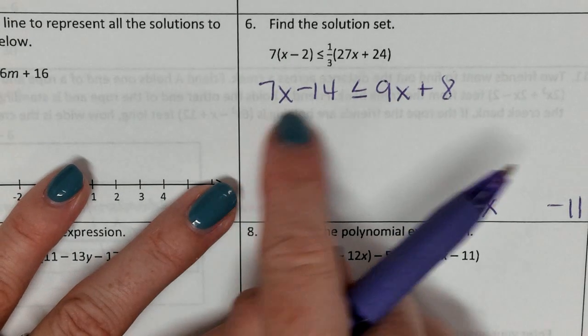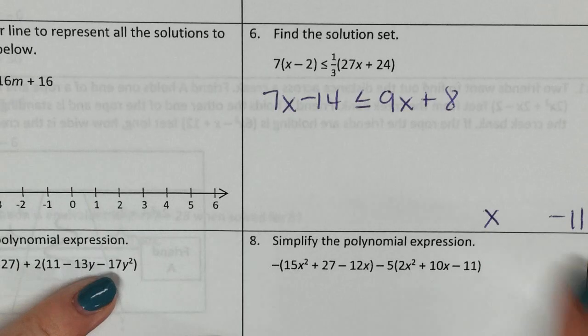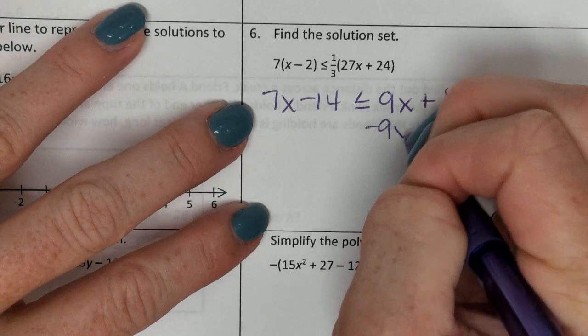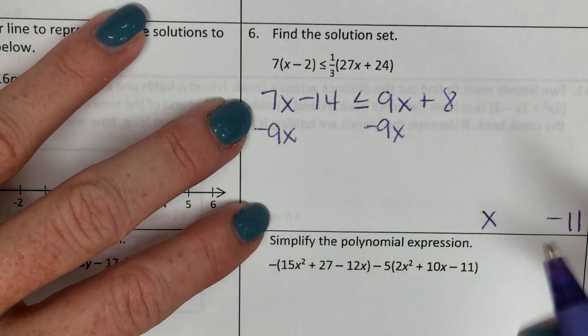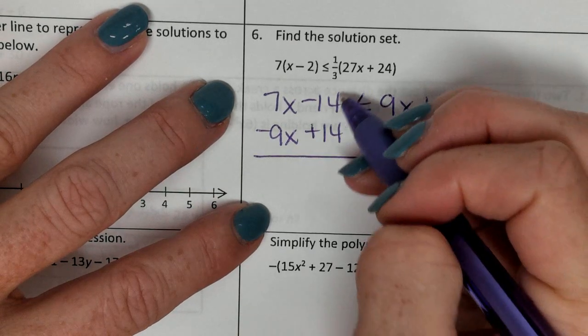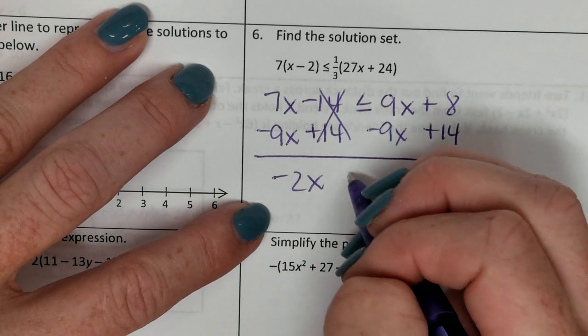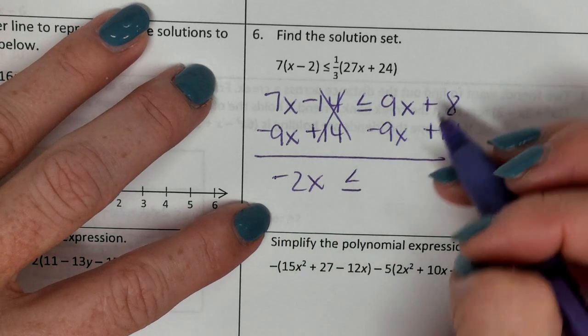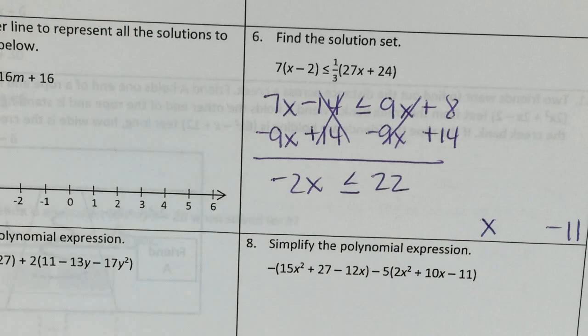Okay, there's no like terms to combine on the left or the right, so now I'm going to pull all the x's. Now this is important that I pull the x's to the left because I'm writing it as an inequality. So I'm going to subtract 9x on both sides. And are y'all good with me moving the 14 in the same step? I'm going to add 14 to both sides. So this is going to cancel out. 7 minus 9x is -2x, is less than or equal to, and 8 plus 14 is 22. Now stop. Will the sign reverse?